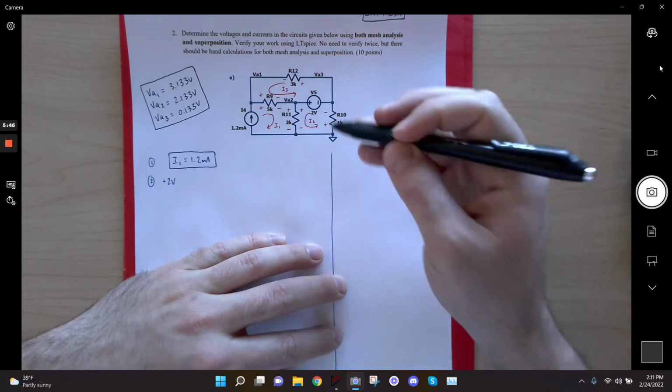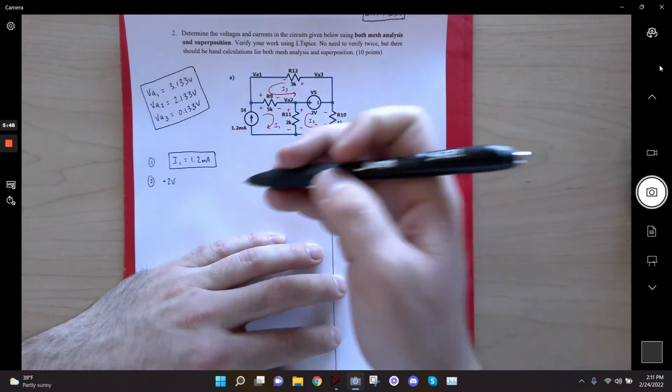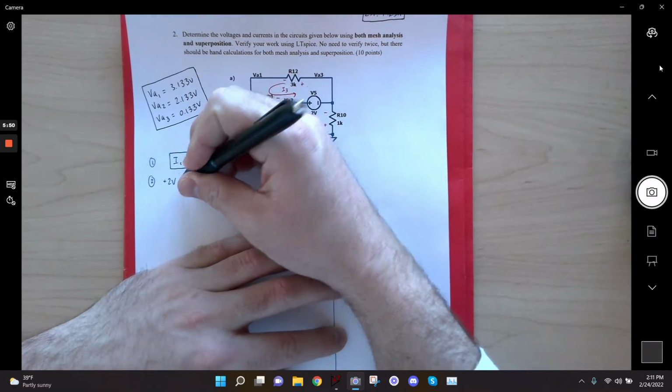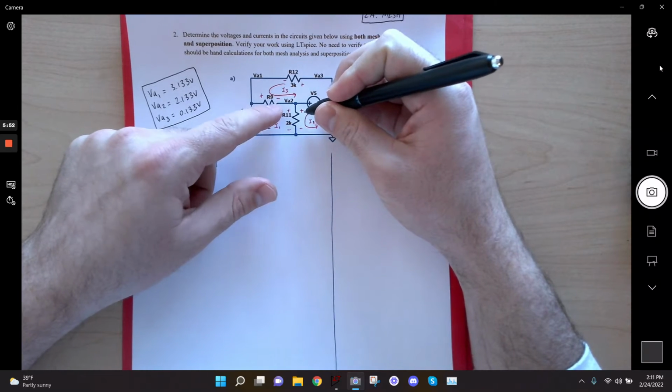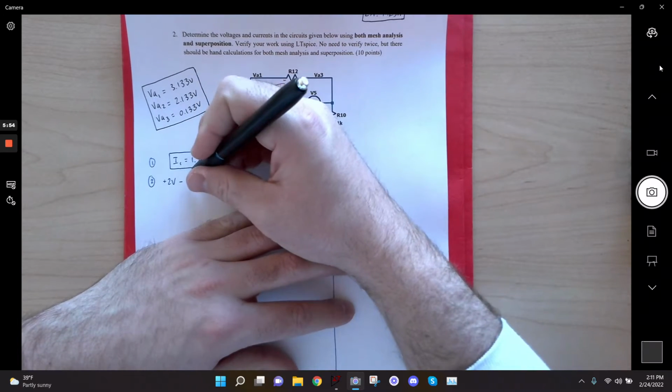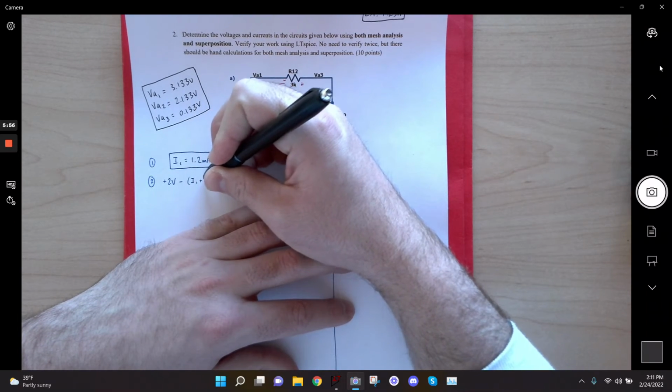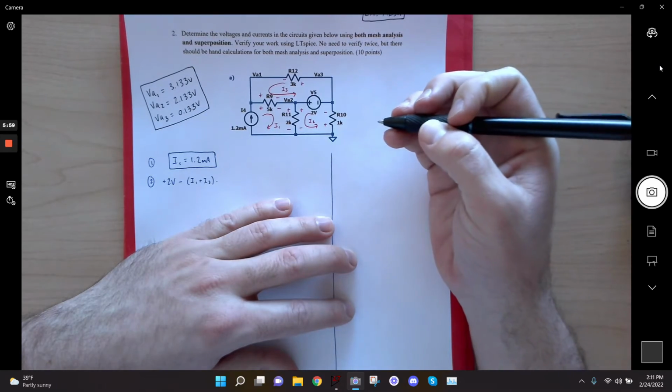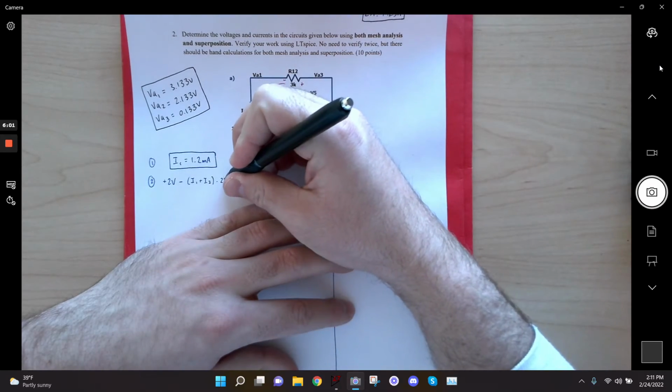2 volts, and now I go down across this 2K. I'm going to drop, right? But since the currents are flowing in the same direction through the 2K, they add. So I write I1 plus I2, and that's going to be times 2K.